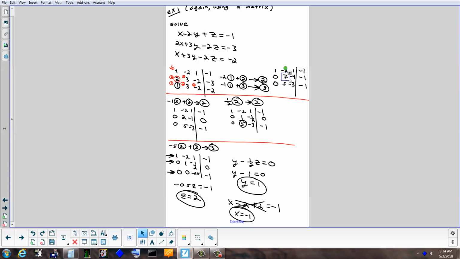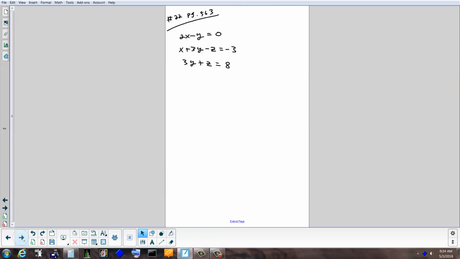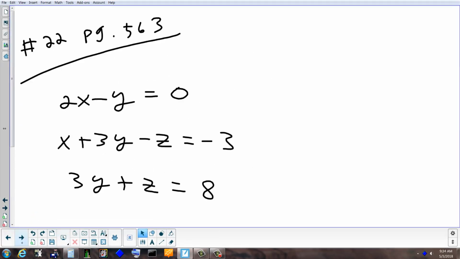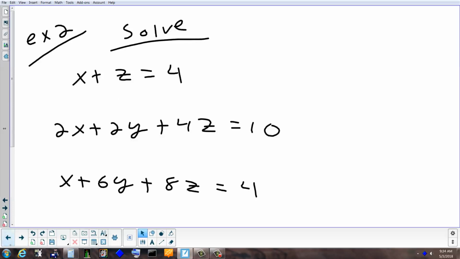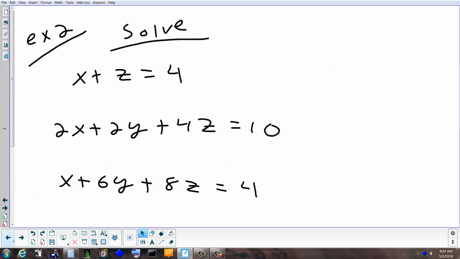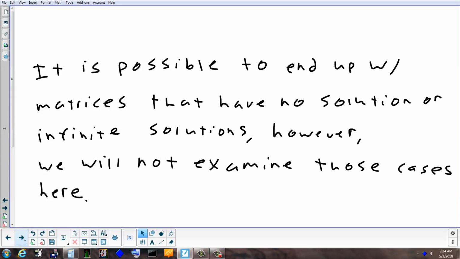Okay, let's try, well, I got 2 more. We don't have to do both. Let's do, I guess let's try this one. Now, one thing I'm going to mention, I haven't gotten to it yet, is that you can end up with a no solution or infinite solutions with a matrix.